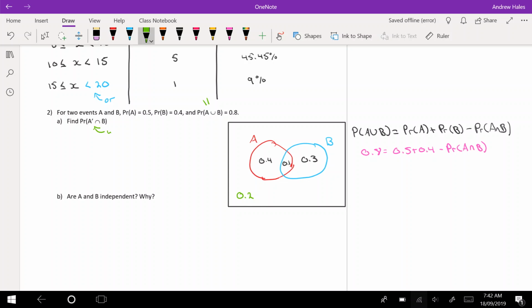Again, this is what is not in A and in B. So what is not in A and in B? Well, not in A is just everything that's not in A, so that's just 0.3 plus 0.2, but it also has to be in B. So it's just going to be our 0.3.